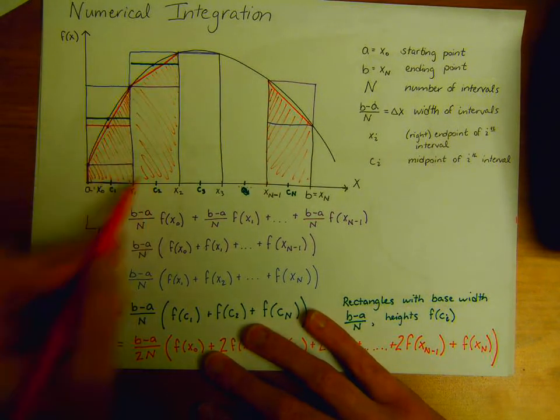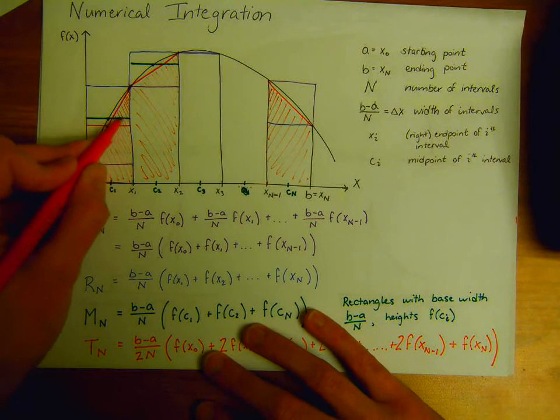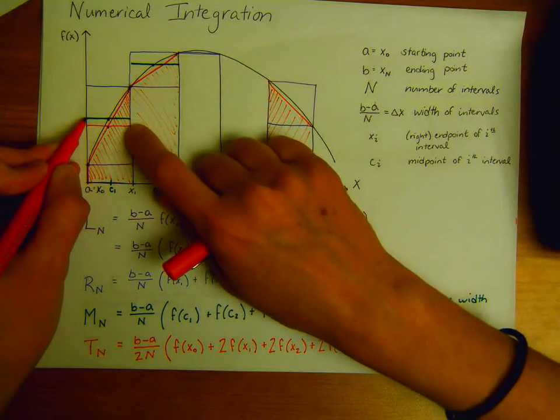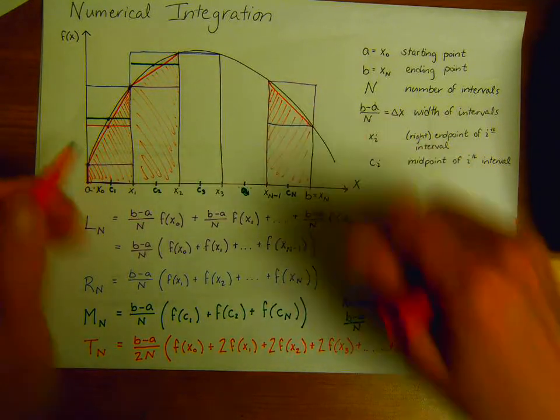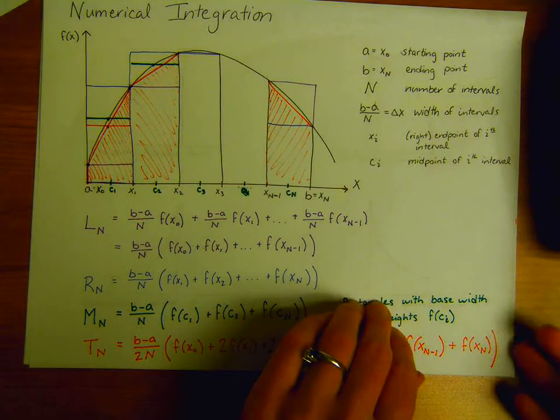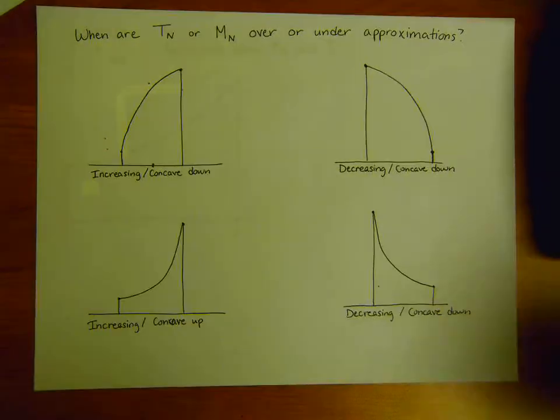the area of this red trapezoid is equivalent to the area of this rectangle. And for this particular case, we see that the midpoint rule has a slightly greater integral value than the trapezoid rule, at least on this interval. On this interval, it would be the opposite. Or actually, all of them are going to be over approximations, and we'll analyze that here.